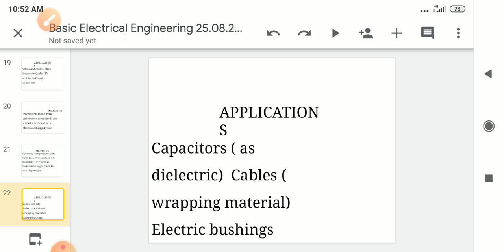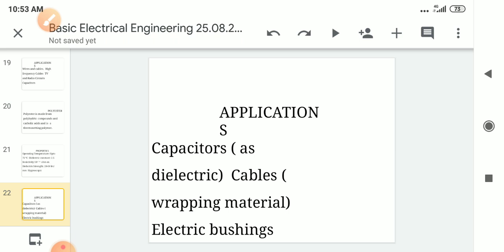By observing these properties, what are the applications for this? It is used in capacitors. How is it used in capacitors? Capacitors contain one positive and one negative plate. In between, we have to insert some dielectric medium to store the energy. So for this dielectric medium, this polyester is used. So in capacitors it is used as dielectric material, and this material is used in cables also.